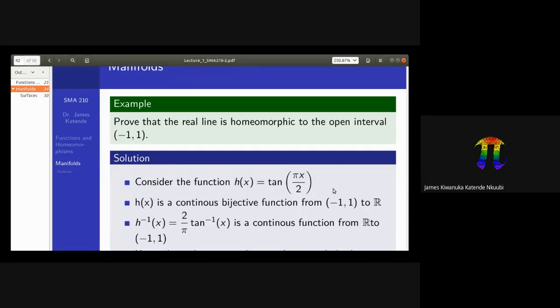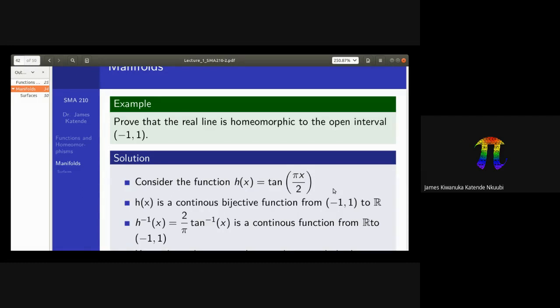So remember the domain is -1 to 1, not including -1 and 1. It's an open interval. By now you should have realized that the two lines x equals -1 and x equals 1 must be vertical asymptotes to this curve. And the curve will pass through 0. And that's all you need to know.